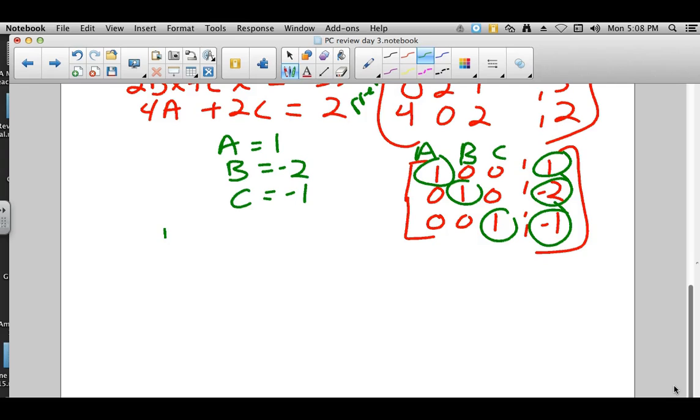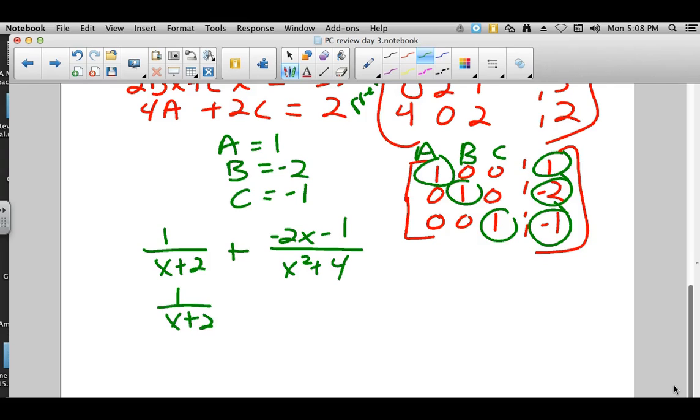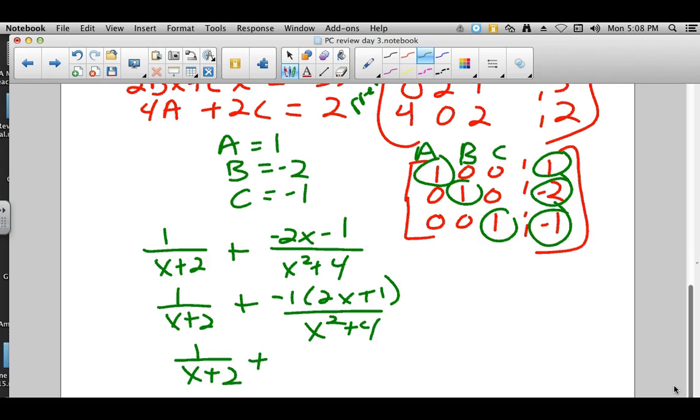So we would have 1 over x plus 2 plus negative 2x minus 1 over x squared plus 4. And that's where we would have you leave it. I mean, that's very obvious to us that you knew what A, B, and C were. The book went ahead and said, let's pull a negative out of this one and put it in front. But you know what? They didn't do that at all when we went through the sections before.